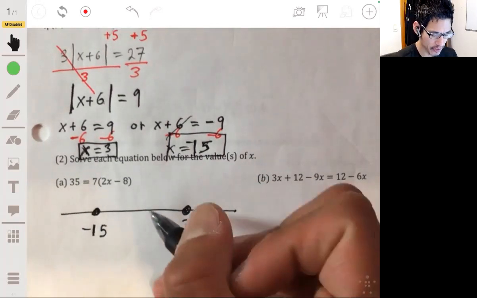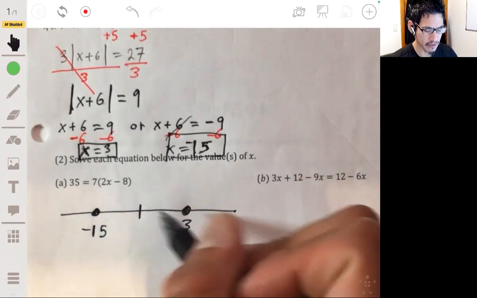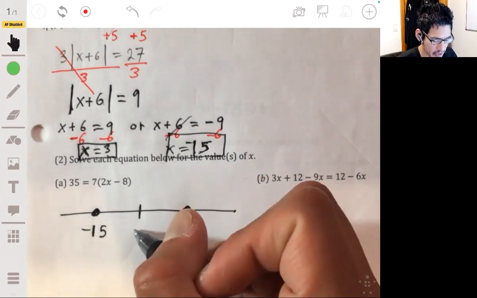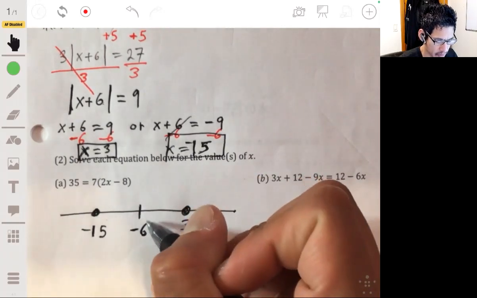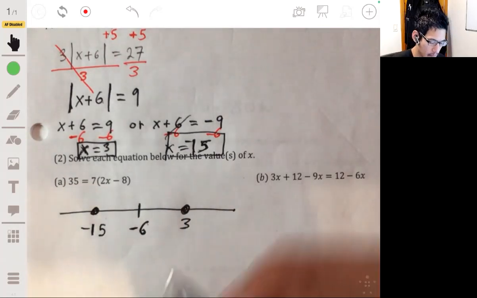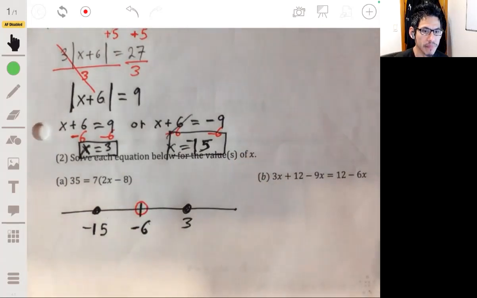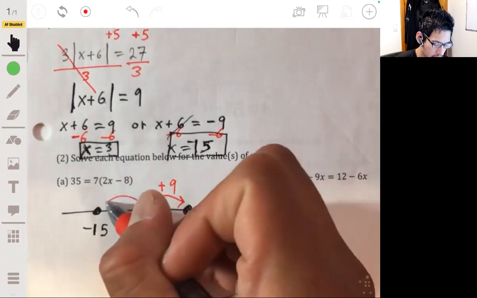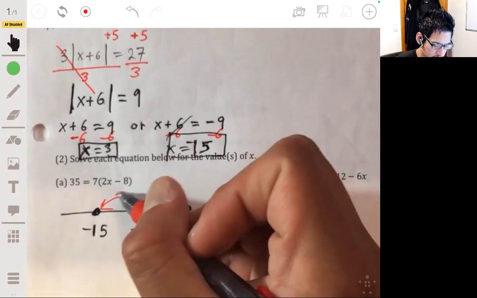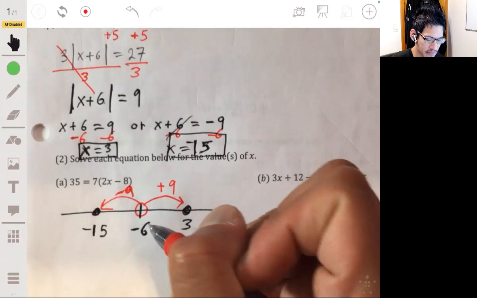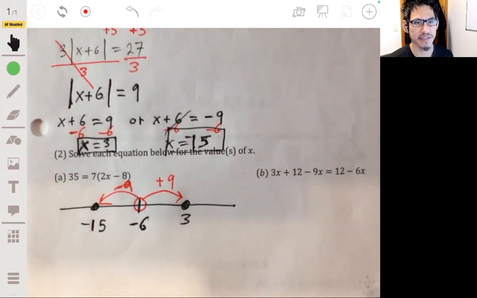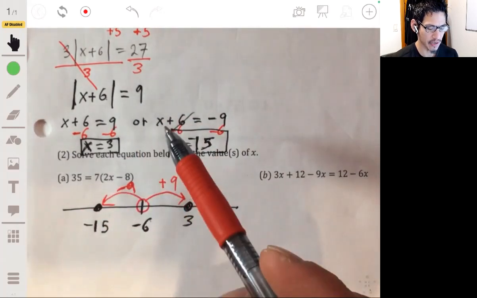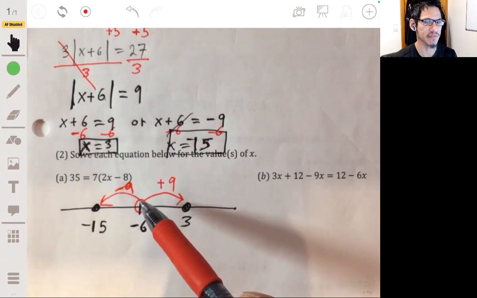And if you figure out the point in the middle, so they're 18 units away, so 9 units before 3 and 9 units after negative 15, this would be negative 6. Negative 6 is right in the middle. And both of these numbers are 9 units away from negative 6. 3 is 9 units more than negative 6, and negative 15 is 9 units less. So that's where this 9 comes from. You're basically looking for values that are going to be 9 units away from negative 6.